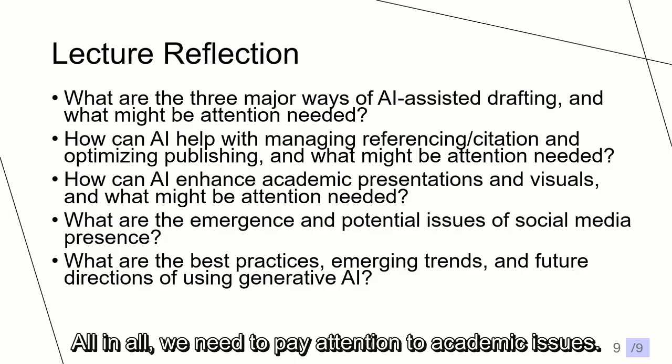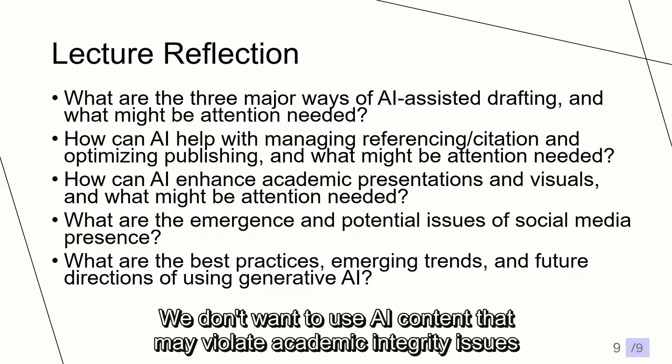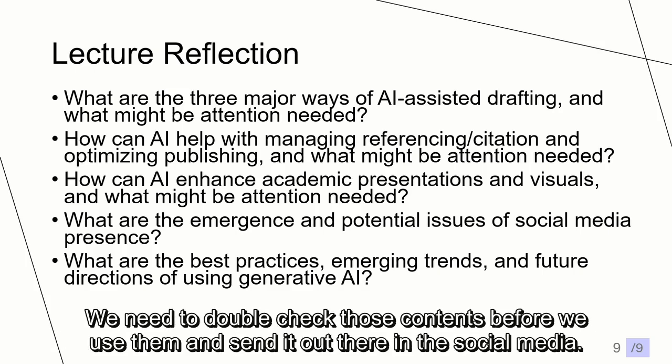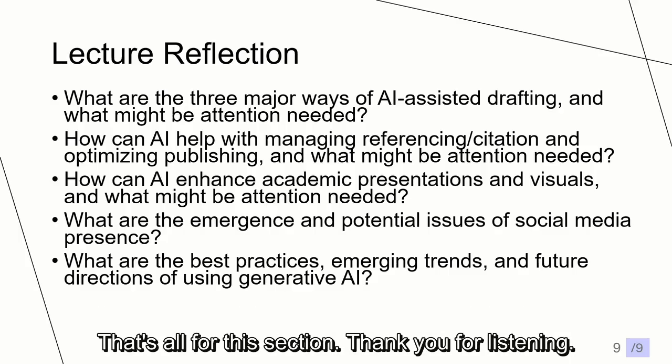All in all, we need to pay attention to academic issues. We don't want to use AI content that may violate academic integrity, because we don't know how they create that content. We need to double check those contents before we use them and send them out on social media. That's all for this section.